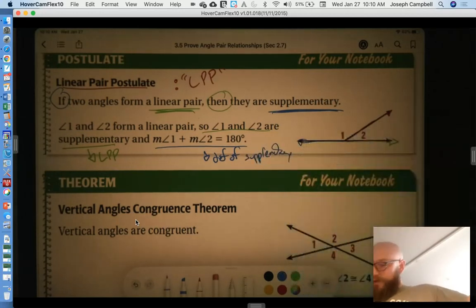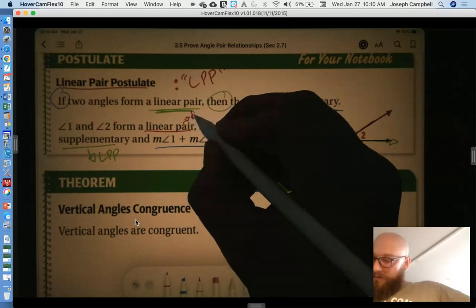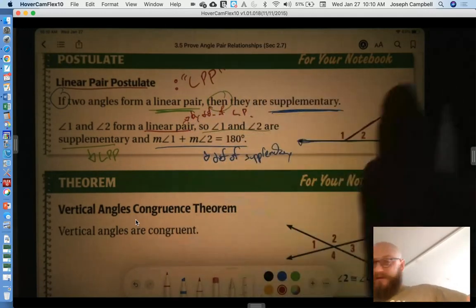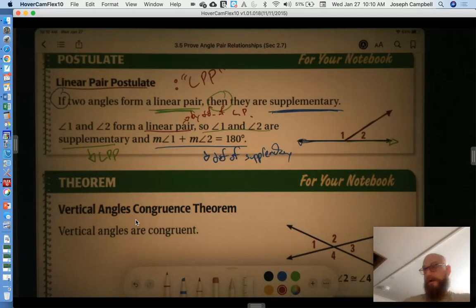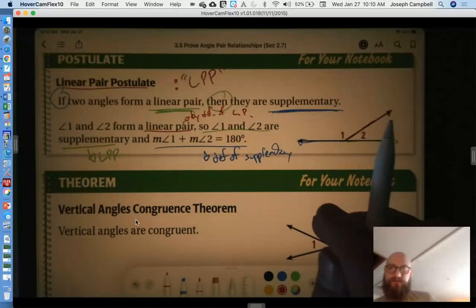Okay, so see how one thing leads to another, right? The first thing we said was they were a linear pair. That would be by definition of a linear pair. We can look at it and identify it. Like I could look at a gazelle and be like, that's a gazelle. I know what a gazelle looks like. I know what a linear pair looks like. So it's a definition.